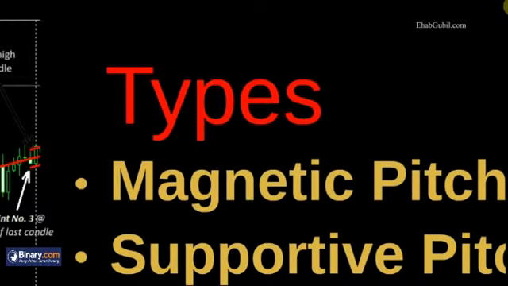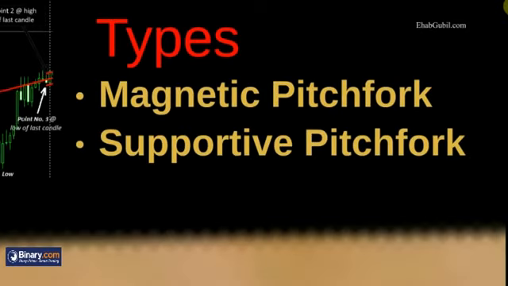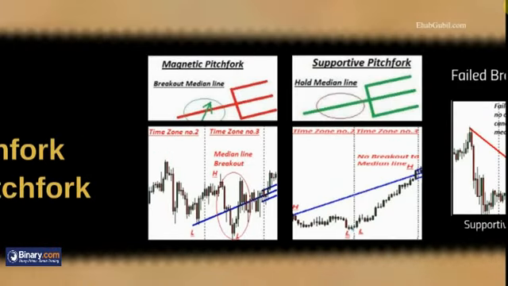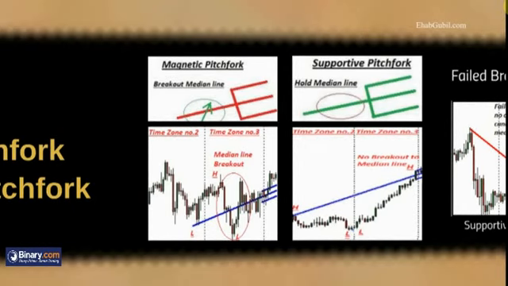There are two types of our PF strategy: supportive pitchfork and magnetic pitchfork. Each has a specific shape and function that we should understand well to know how it works. We will always focus on the median line of the PF, which differentiates between the two types. The common type of the PF that we will see a lot in charts is magnetic PF.